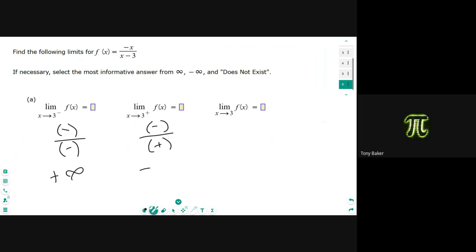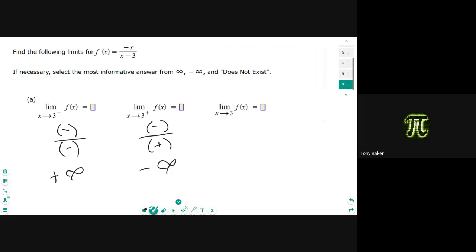The bottom's still getting smaller as I'm getting closer and closer to 3. Well, if I do 3.1 minus 3, that's 0.1, right? 3.01 minus 3, so it's still getting smaller. So it's still going to infinity. It's just going to negative.